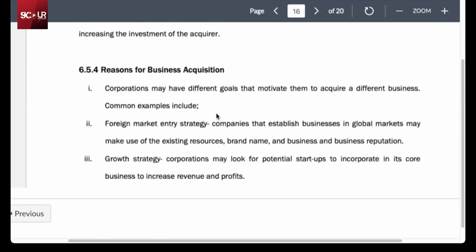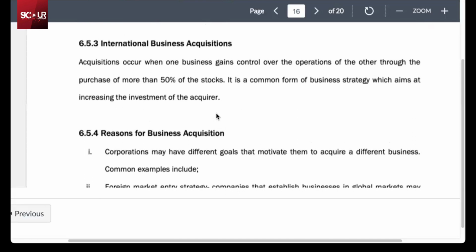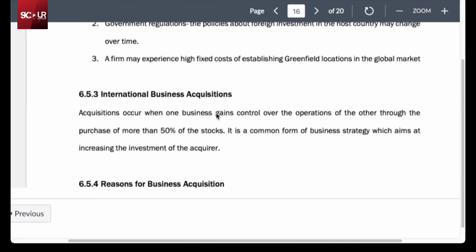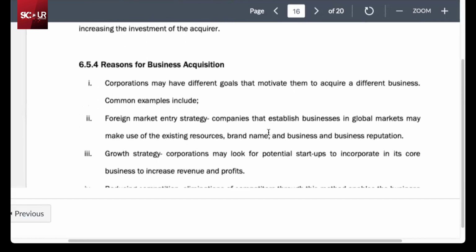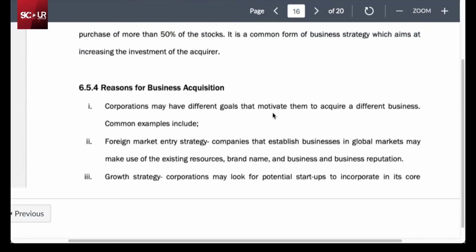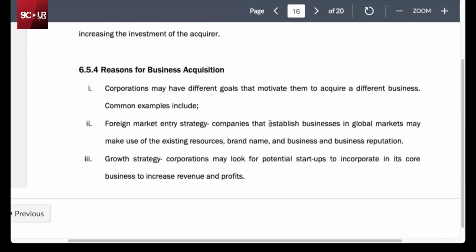Okay, another thing, I think this is the second last. Business acquisition. Acquisition occurs when one business gains control over the operations of the other through purchase of more than 50% of the stock. This is a very common form of business strategy aimed at increasing the investment of the acquirer. The reason for business acquisition is that corporations may have different goals that motivate them to acquire different businesses. A common example is foreign market entry strategy, where companies that establish business in the global market may make use of the existing resources, brand name, and business reputation.